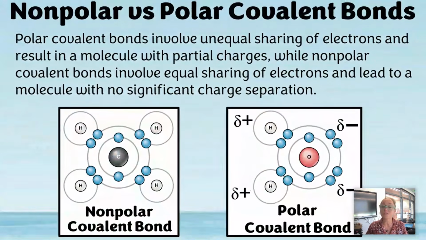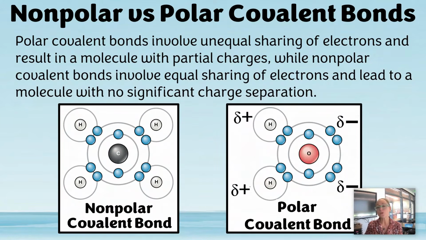So if we were to compare and contrast the two, polar covalent bonds involve an unequal sharing of electrons, whereas in non-polar covalent bonds, the electrons are shared equally. Now, they're both sharing electrons. However, one is going to have some partial positive and partial negative regions, whereas in a non-polar molecule, all of the electrons are shared equally, resulting in no partial charges anywhere on that molecule.